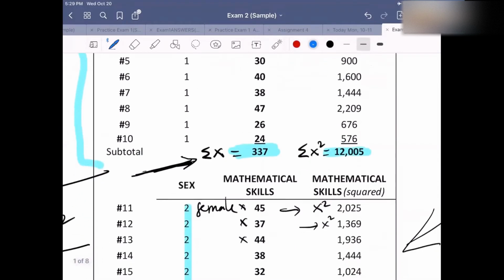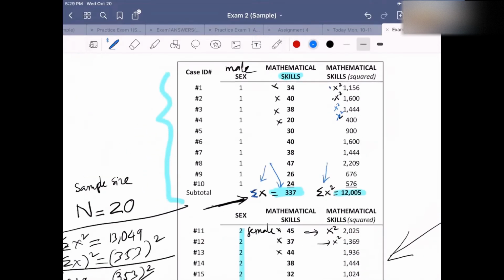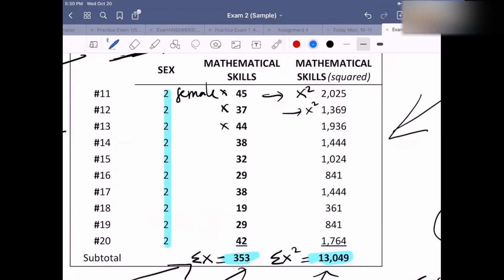And then you can see that at the bottom here, they gave you the sum of the X values already. The notation for the sum of the X values is this notation here, and with the X, that means it's the sum of the X. And this notation here means the sum of the X squared, because you add up all the X values that you just squared. We do the same for the table for females, the females' mathematical skill scores. We do the same thing.